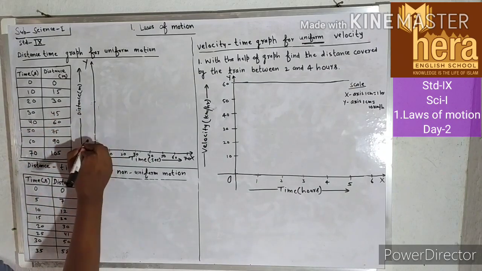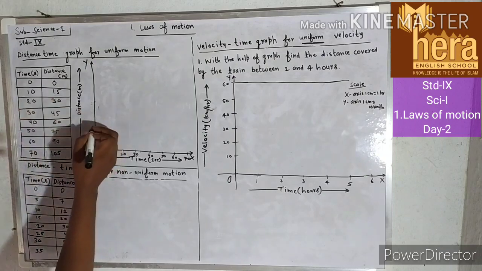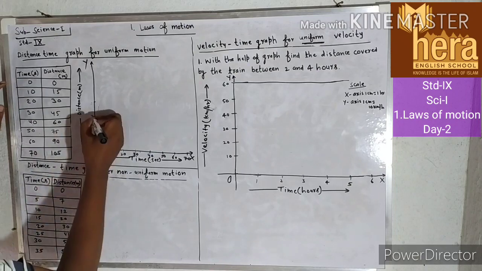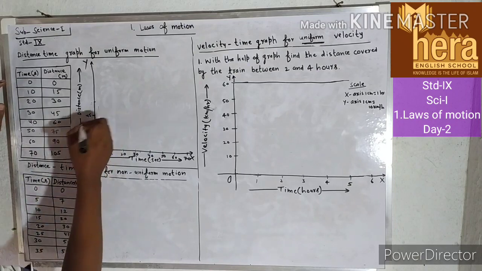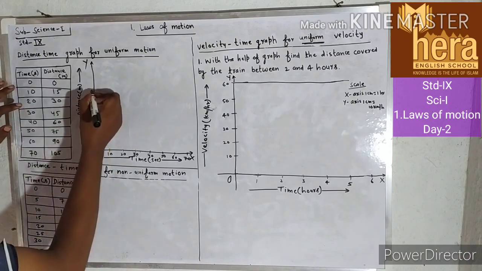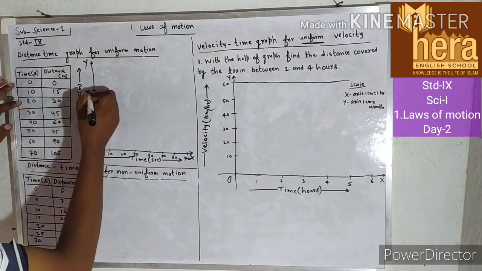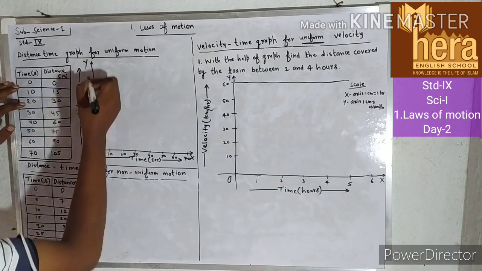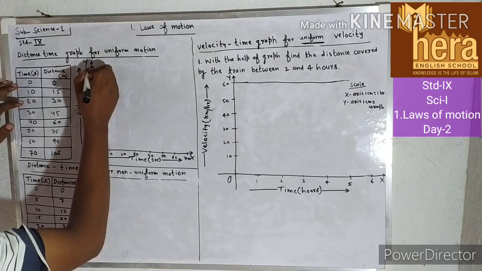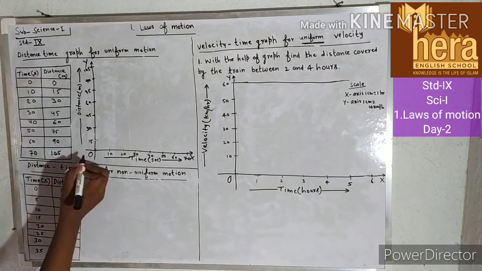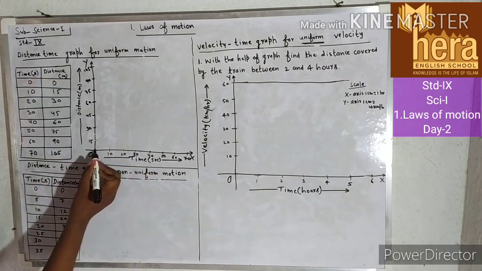Here will be 15. Here will be 30, 45, 60, 75, 90, 105. Okay. So at t is equal to 0 second, distance is 0.